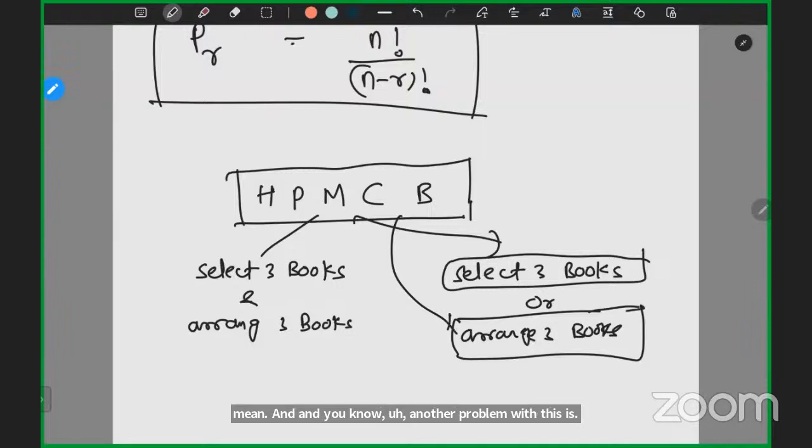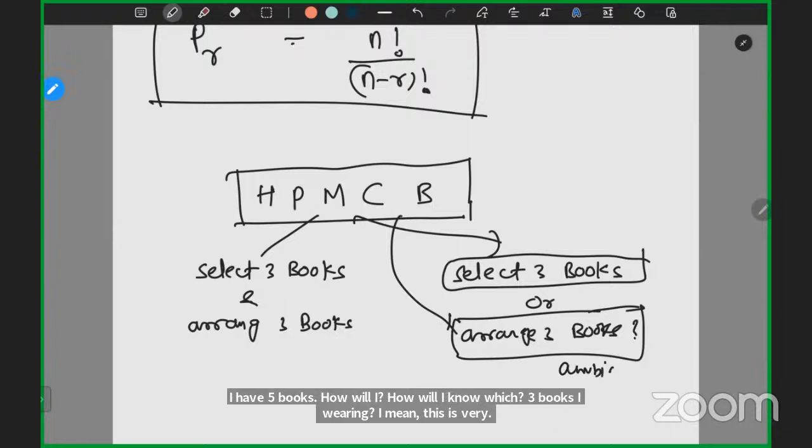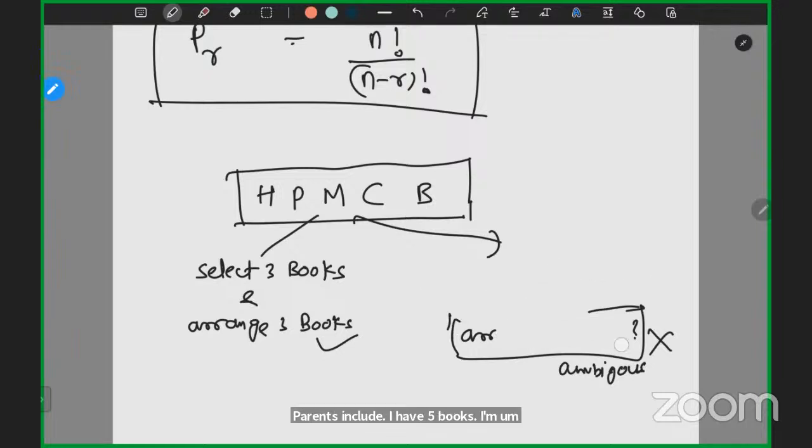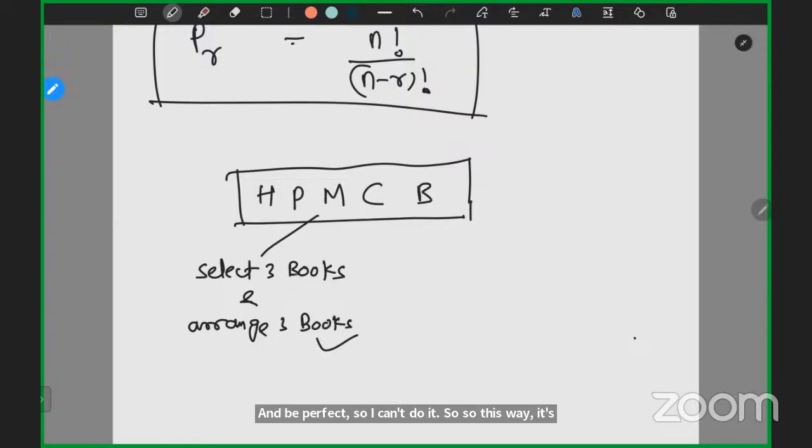Here I have 5 books. How will I know which 3 books I have to arrange? This is very ambiguous. Here I know that I selected three books and I need to arrange only those, right? I do have three books in my hand now, then I am arranging them. That's possible. But in the other case, which three books, when I have five? Ambiguity, so I can't do it. So the only way is this one.